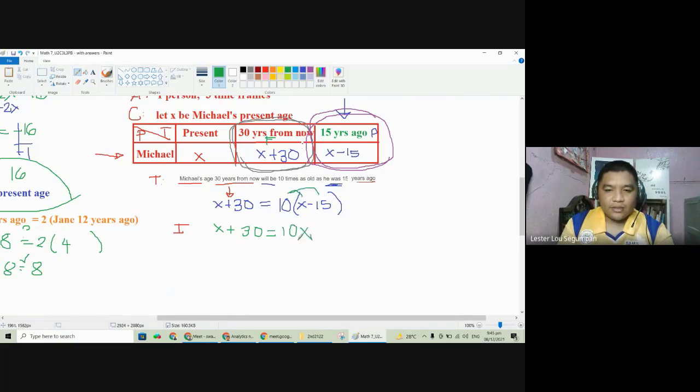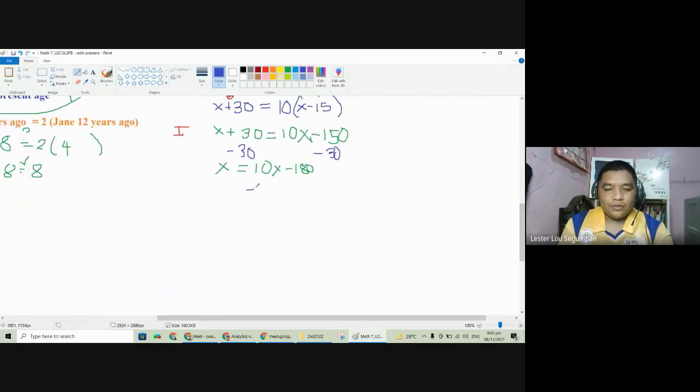You have 10x minus, again, don't forget, that's 150, not 15, because you have distributed that 10 to the binomial. Then you subtract 30 from both sides. So you have x is equal to 10x. Don't forget about the proper result of this. You might want to review integers if you still have time. That's negative 180. And then subtract both sides by 10x. So this here will become negative 9x is equal to negative 180.